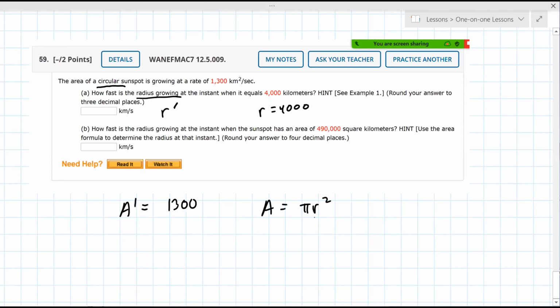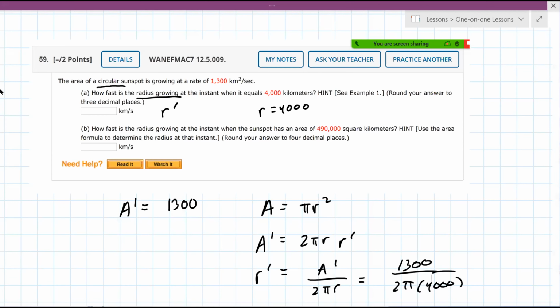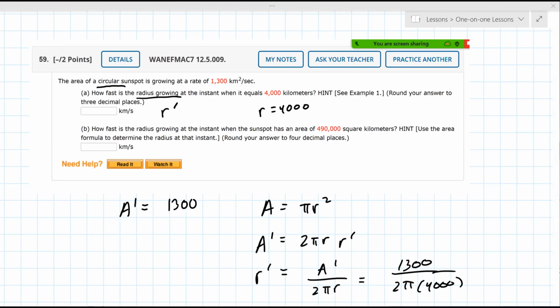So to do this, you have to take a derivative of this function over here. A prime equals 2 pi r r prime. And it wants r prime, which means you have to solve for r prime in the equation over here. So it's A prime divided by 2 pi r. And you have these numbers. So you have that A prime is 1300. You have 2 pi and the radius is 4,000. So you just, whatever that number is. Okay. I will get it for you, but it's pretty small.